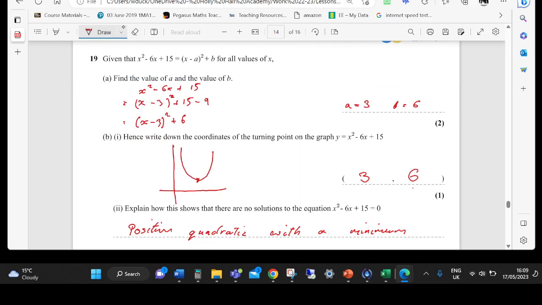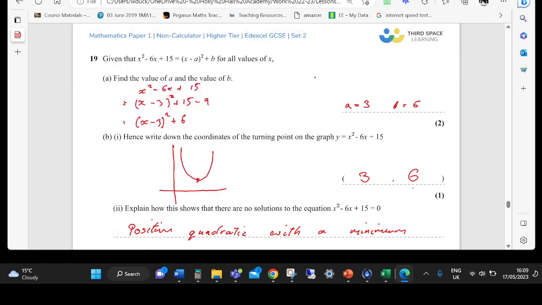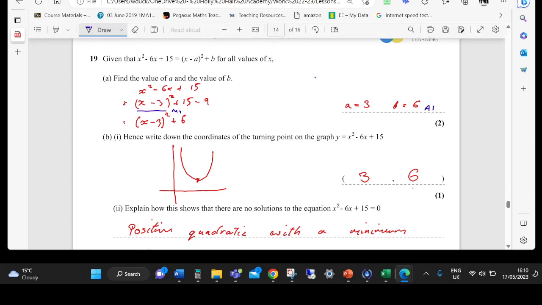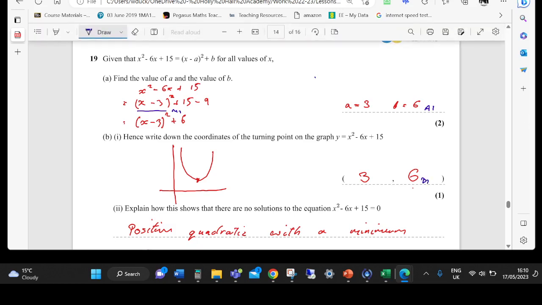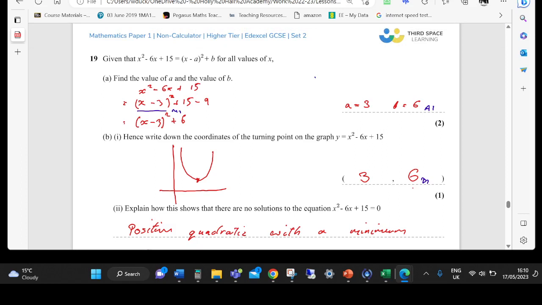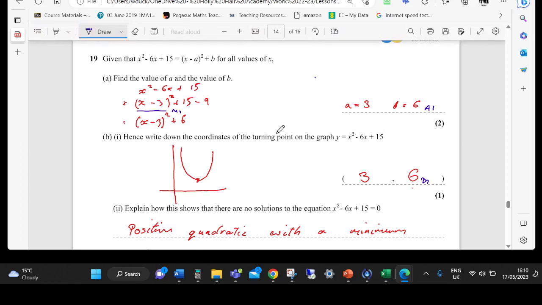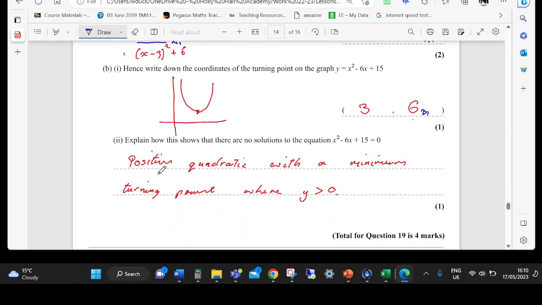Right, so marks for that we are picking up. For part A, it is M1 for that bit there, and then an A1 for that bit there. It is just a B1 for the correct turning point. And then what does it say? The turning point is above the x-axis and the coefficient of x squared is positive. So that's, well, not exactly, positive quadratic, which is what the x squared coefficient means. And then the turning point is above the x-axis, so with a minimum turning point where y is greater than 0. And that's B1.